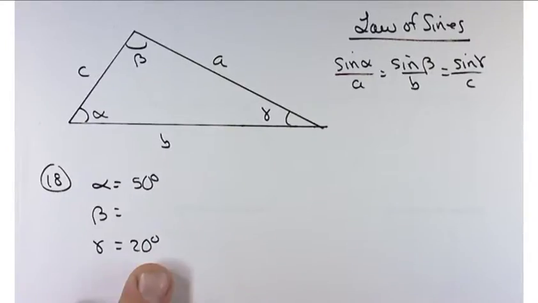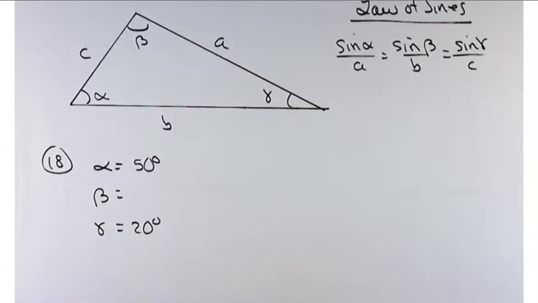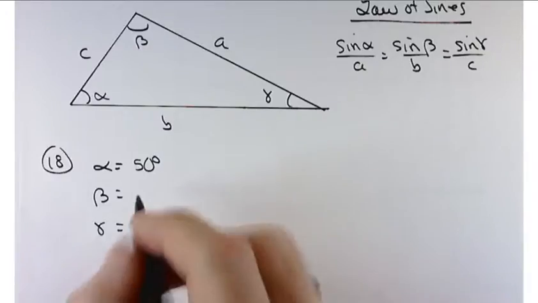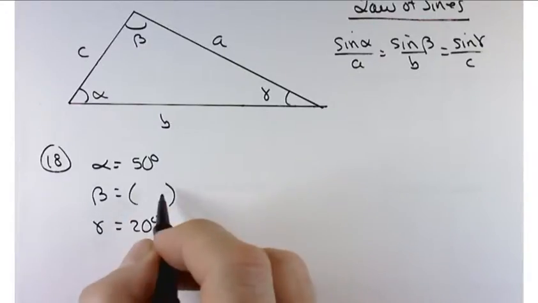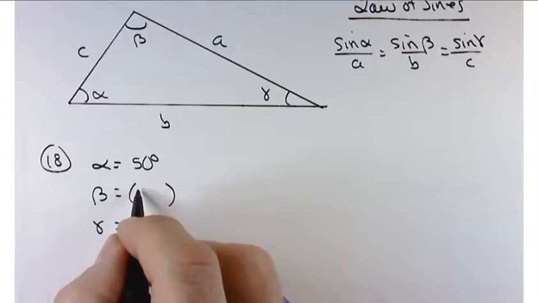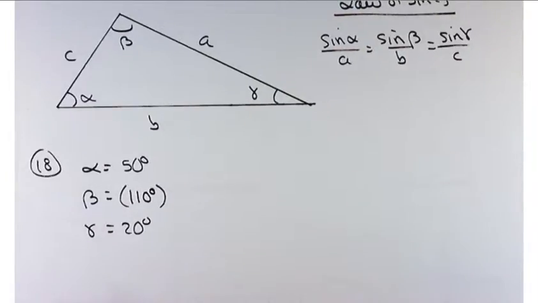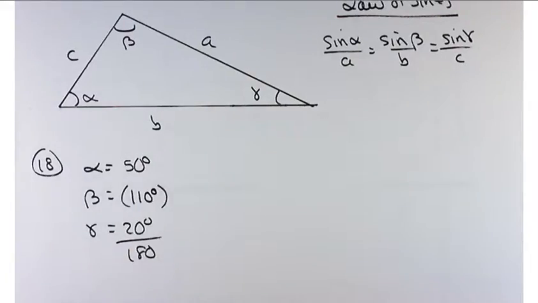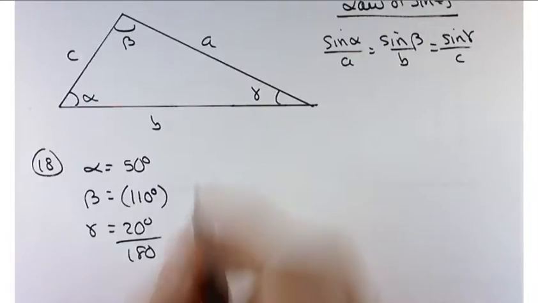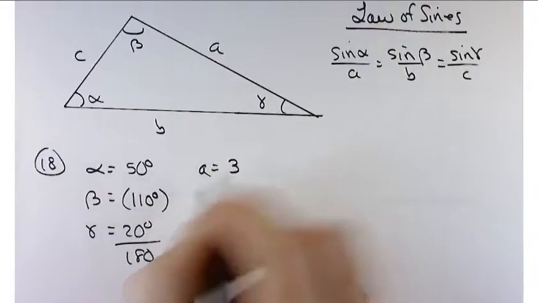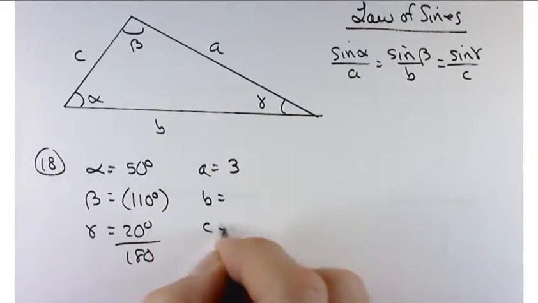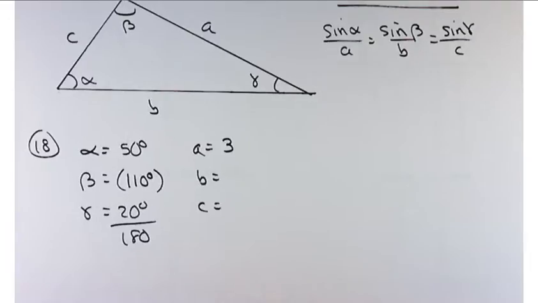Now, if we know those two, what else do we know? Yeah, what does the third one have to be? 110 degrees. Now, we get that one because it has to total up to 180. So once we know two of the angles, we obviously get the third one automatically. The last thing that we know is that side A has length 3. B and C are unknown, but we can solve for those.